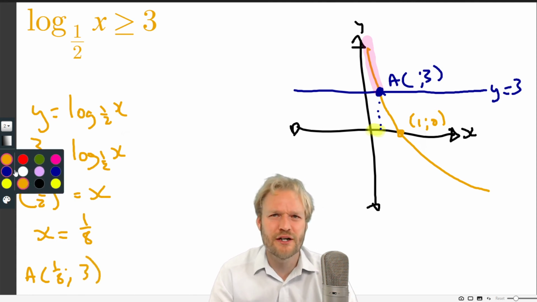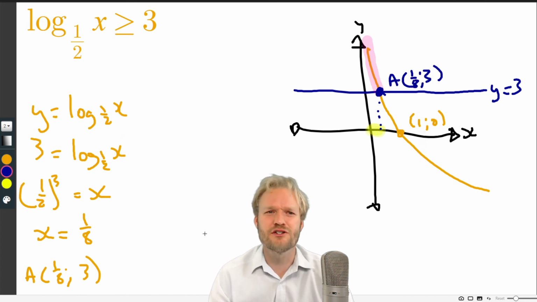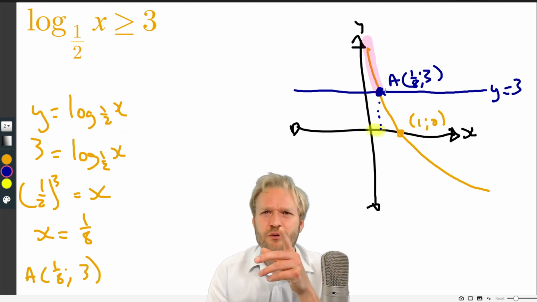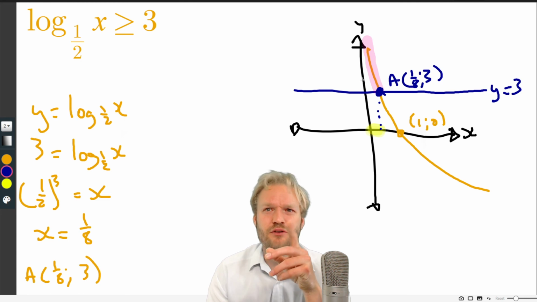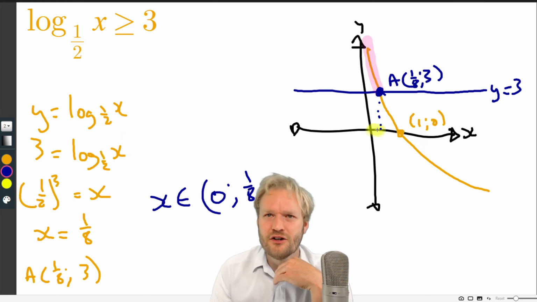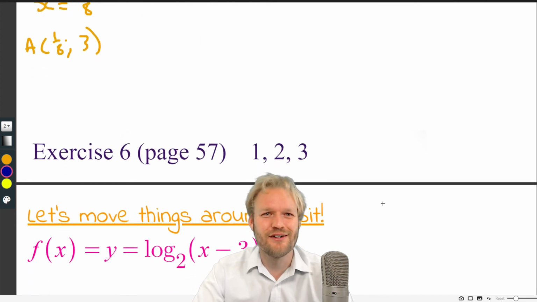Does that match up with our picture? An eighth is definitely less than 1, so that's looking good. So what do we need to describe? We need when this was greater than or equal to 3, so we need to describe the x values. So x is an element of, going from 0 up to an eighth. Can't include 0 because that's an asymptote. We're not getting there. Eighth, include or exclude? That thing there says include. And that is that for the inequalities.